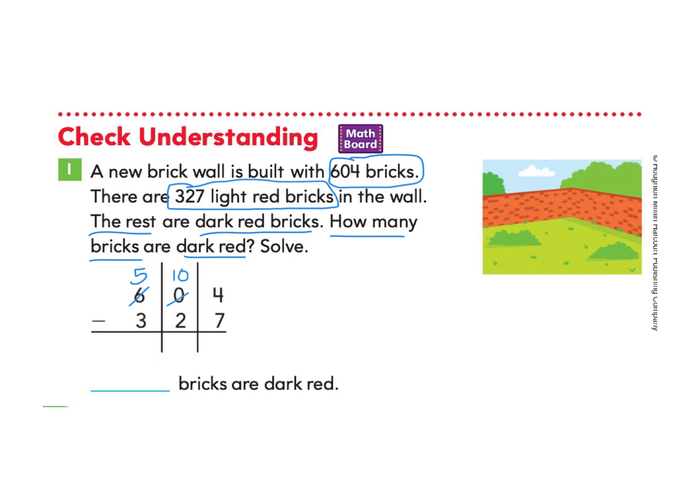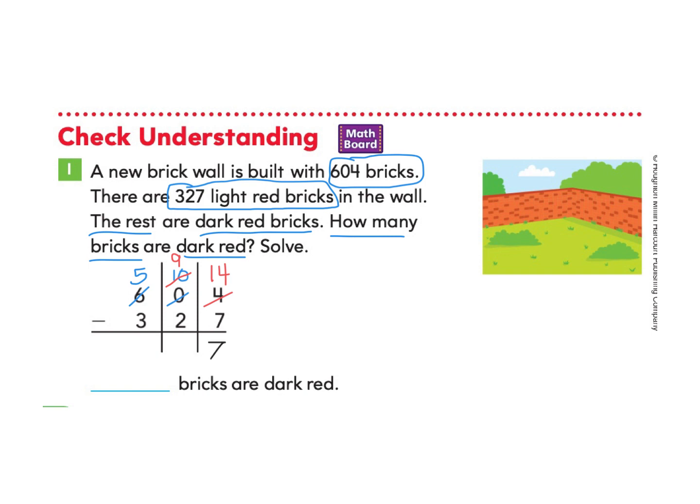But we're still looking for the ones column, so we're going to need to cross off one of these 10s and make this into 9. We're going to take one of those 10s and bring it over to the ones column. And when we do that, that gives us 10 ones to add to the ones that are here. So 10 plus 4 makes 14. So we're going to cross off this 4 and write 14. Now we can subtract 14 ones, subtract 7. So 14 take away 7, that's going to give us the answer of 7.